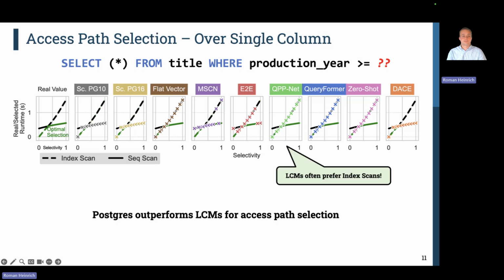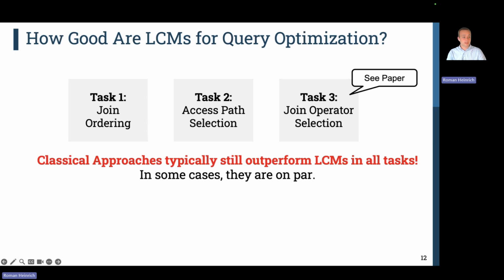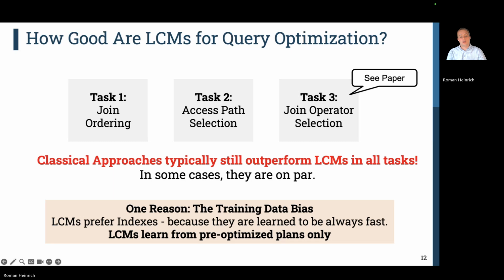Let's now take a step back. The question of this paper is how good are learned cost models for query optimization? And we looked into these three tasks that I just mentioned. Overall, we saw in our paper that classical approaches typically still outperform learned cost models in all tasks. In some cases, they are on par. And one reason that we found is the training data bias. Overall, we saw that learned cost models prefer indexes for this access path selection, for instance, but also nested loop joins for the join operator selection.